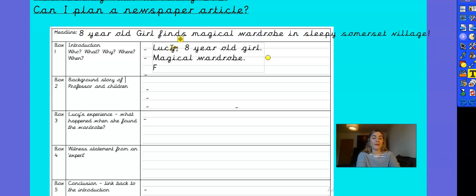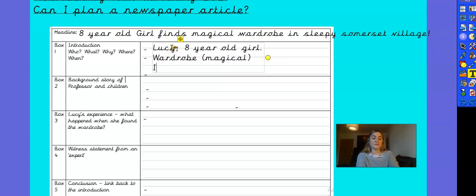Why? Actually, yeah, we would probably just put wardrobe here. And then in brackets, we could put magical. Because that is the why. So why are we talking about this wardrobe? Because it is magical.